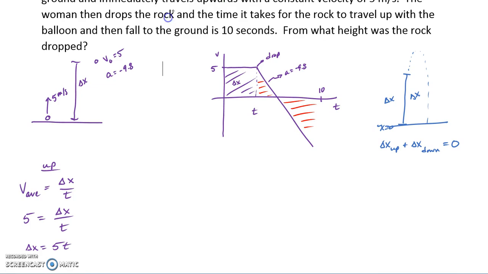So now, going down is the hard part. Falling. Usually that's the easy part, but oh well. When you're going down, I'm going to list my givens. I happen to know information about this spot here, so I know that my initial velocity is 5.